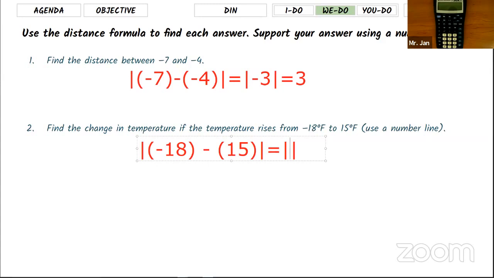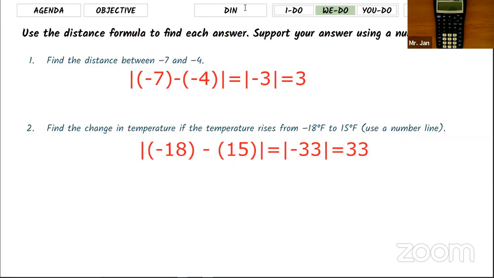Okay, so if you use your calculator, it's going to be -33, okay? And so you need to make your negative number positive because you're taking the absolute value. Thank you so much, you got it. It's 33.